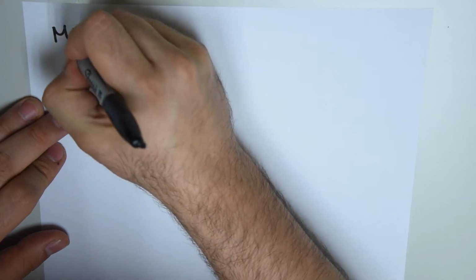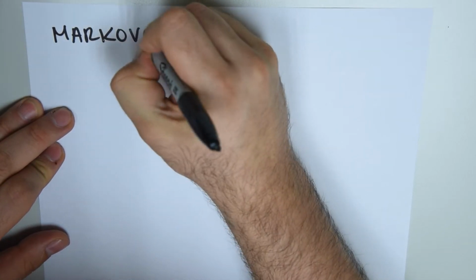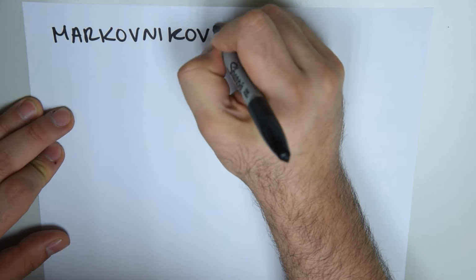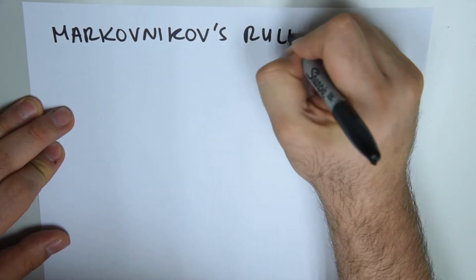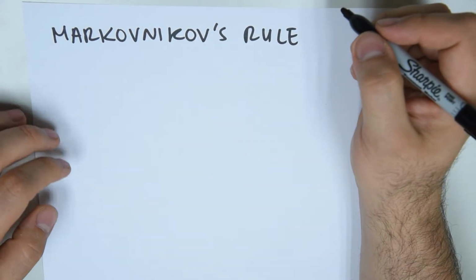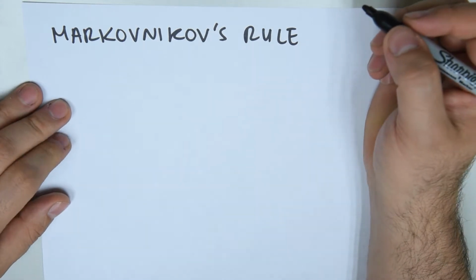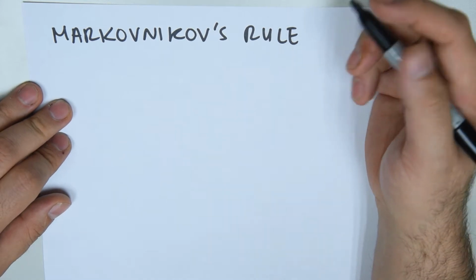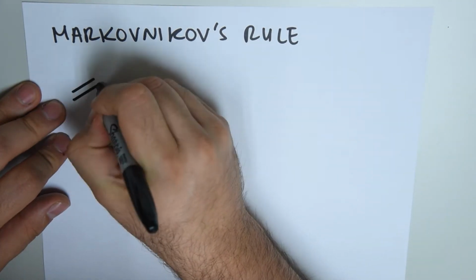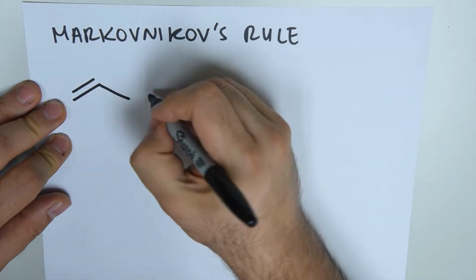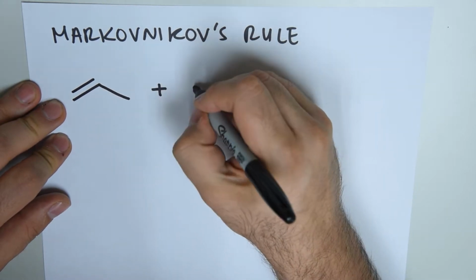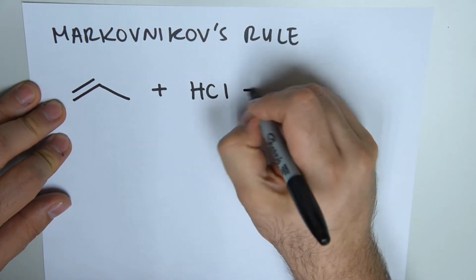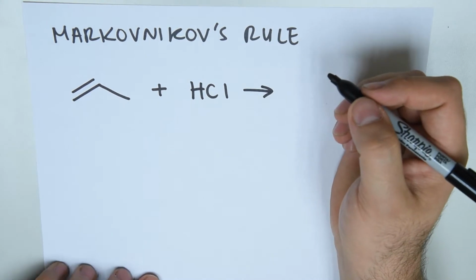There's a rule called Markovnikov's rule. Markovnikov's rule states that when we're adding asymmetrical molecules, we have to analyze the double bond to determine what atom goes where. And it is as follows. In this example, let's take propene and we're adding an asymmetrical molecule such as hydrochloric acid. There is only one result possible.